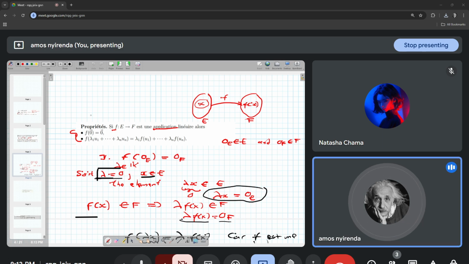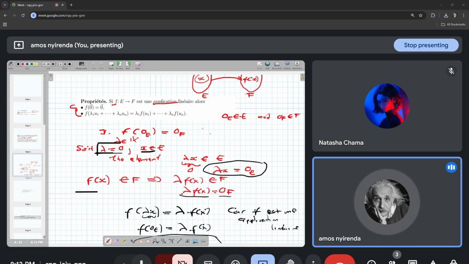Right, so that is how we can show that f of 0_E is going to give us 0_F. So the procedure is very simple. All you have to do is just understand what is happening here. So we've chosen some lambda, we've fixed it at lambda equal to 0, and then we've taken some element x in E. And then the element lambda multiplied by x is going to be in E.